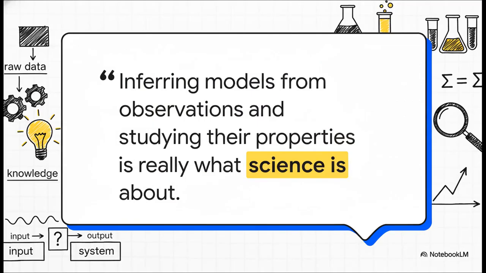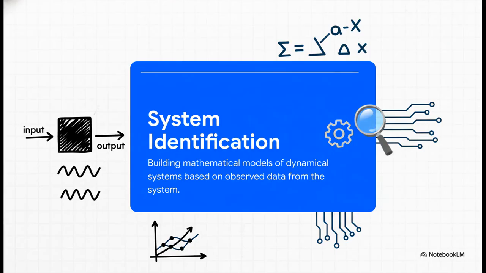You know, I love this quote from the book because it really gets to the heart of it. This isn't just some clever engineering trick. What he's saying is that this process of turning raw data into an actual model you can understand, that's what science is. It's about creating knowledge from observation. So let's put a nice, clean definition on the table. System identification is the science of building mathematical models of dynamic systems. And all that means is a system that changes over time. We basically use the data we see to teach a formula how to act just like the real thing.